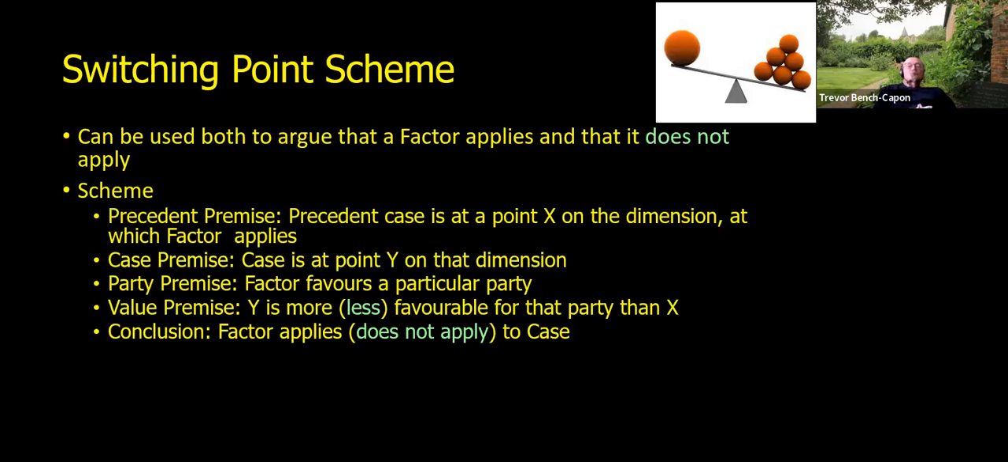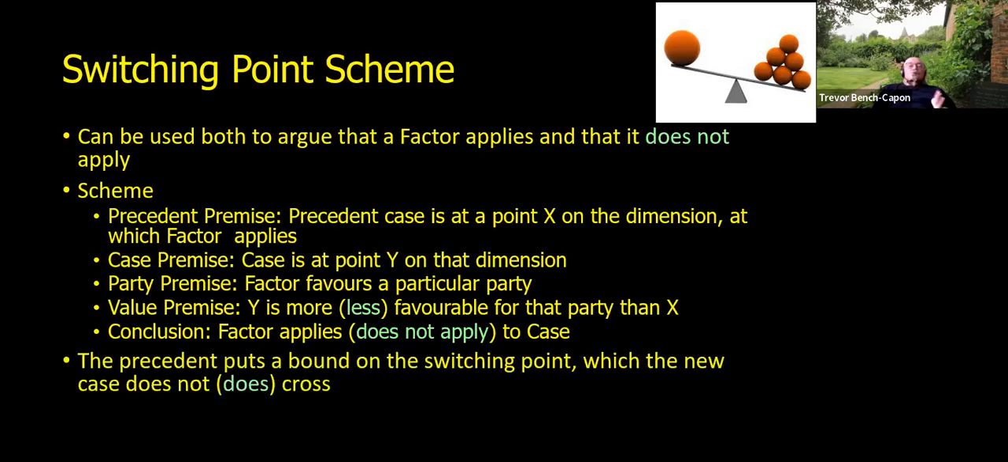The party premise is that a factor favours a particular party. The value premise then says that Y is more or less favourable to that party than the original, and hence the factor applies or does not apply to the case. The precedent effectively puts a bound on the splitting point, which the case in question either does or does not apply.